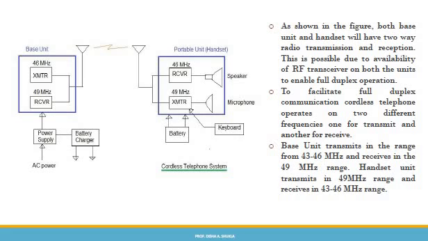To facilitate full duplex communication, the cordless system operates on two different frequencies, one for the transmitter and another for the receiver. So this is how the full duplex system takes place for the cordless. The base unit transmits in the range from 43 to 46 MHz and receives in the 49 MHz range. And the handset unit transmits in the 49 MHz range and receives in the 43 to 46 MHz range. So this is how cordless telephones are designed, so that at the same time a full duplex system can be established, because both the transmitter and receiver need to communicate.